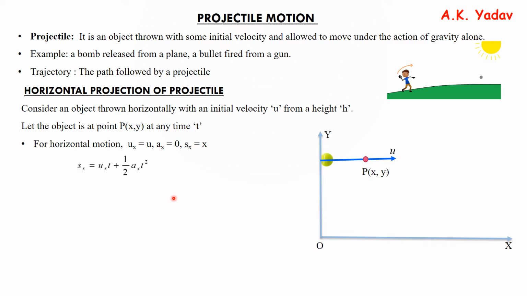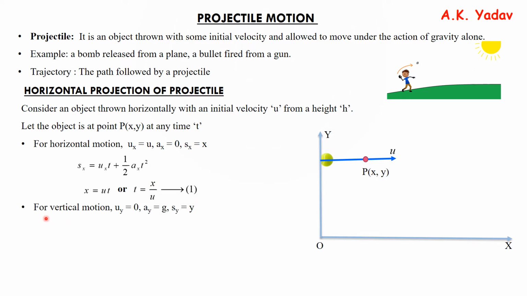So using the second equation of motion, for x-axis we are writing sx is equal to uxt plus half ax t square. When we put all the values, sx is equal to x, ux is u, t is t, plus ax is 0, so this whole term is equal to 0. So we get x is equal to ut, or we can write t is equal to x by u. We name this as equation 1.